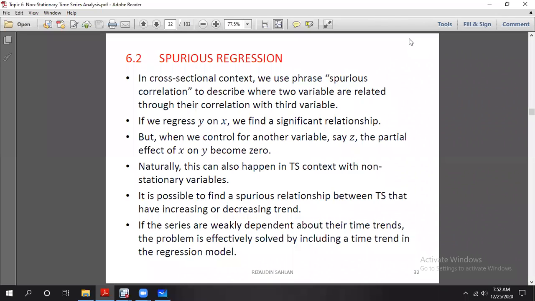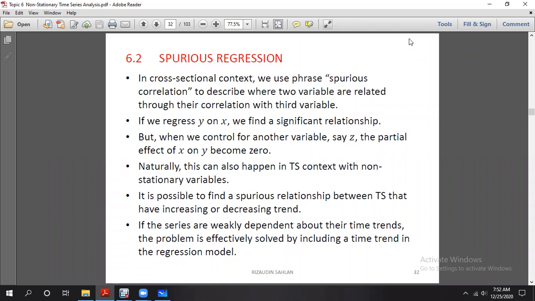Okay, now we look at the meaning of spurious regression. In the last discussion, we discussed how we want to test a time series with a unit root, and we use the Augmented Dickey-Fuller and also the Dickey-Fuller test to test whether our time series is stationary or not.